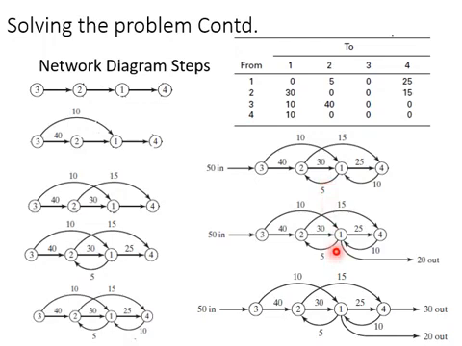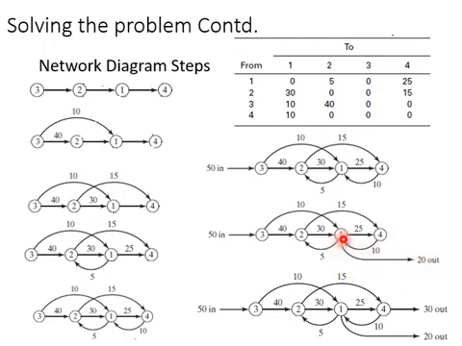So we have to show 20 out, because there are 50 parts entering machine 1 but only 30 parts are leaving machine 1. So that's why we have shown 20 parts out of machine 1.